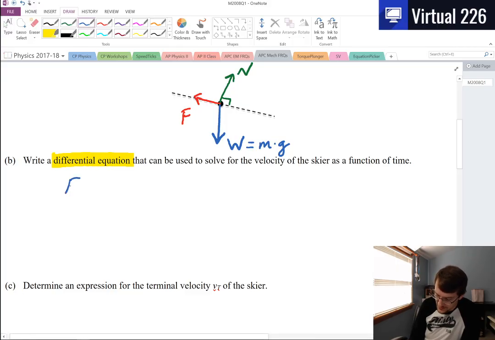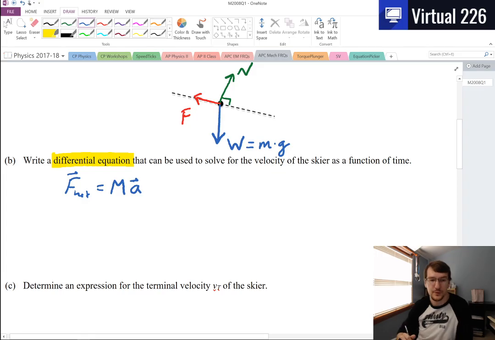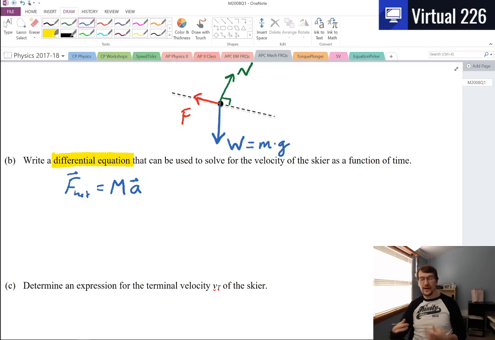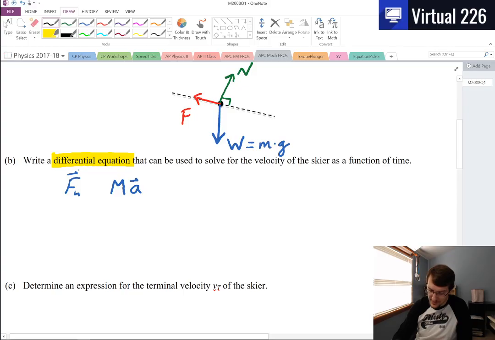So we know that F net equals the mass of the skier times some acceleration. And I guess if that's the mass of the skier, we should really write that as big M in this problem here, okay? At this point, we need to start looking at what forces we have here, what's going on here, okay? So this net force that we have is actually a combination of 2 forces.